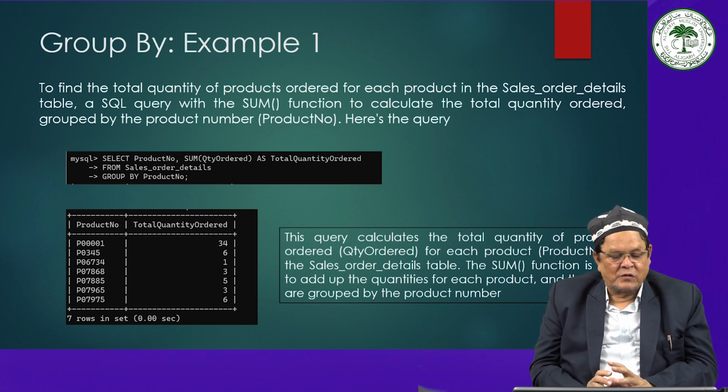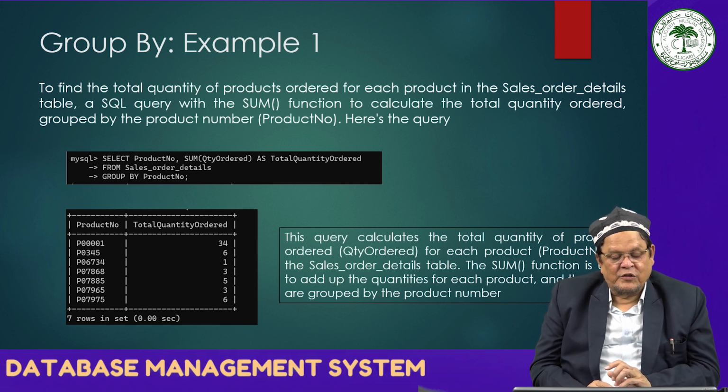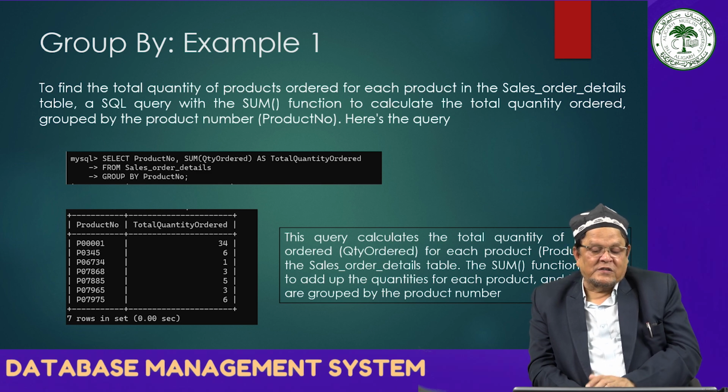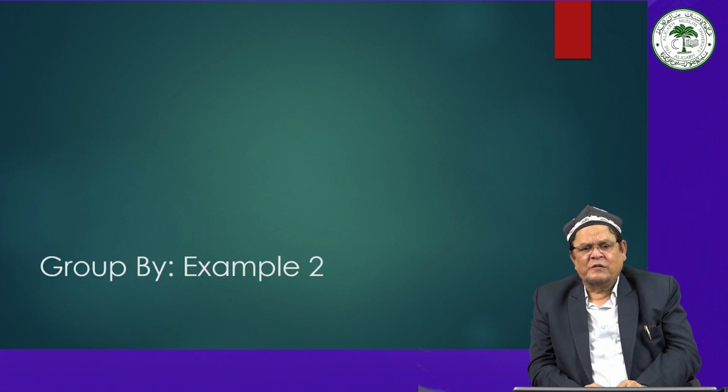So the first product is P001, which has 34 as the product quantity ordered. In the same way it will display the others, 7 rows in the set. In this way you can group and find the sum of the quantity ordered. Okay, may I proceed? I hope you will understand properly. I will explain with the next example.